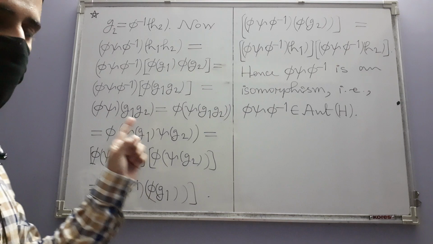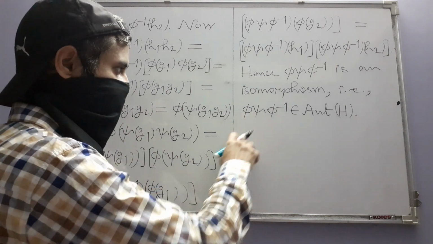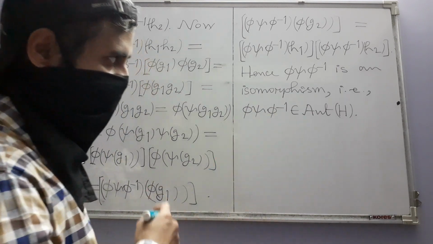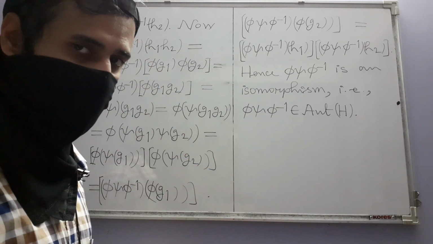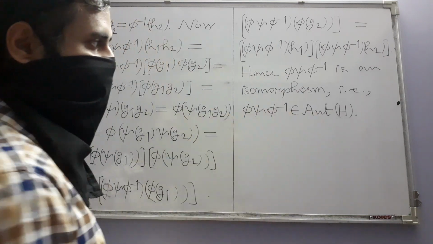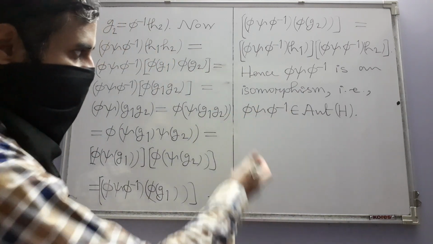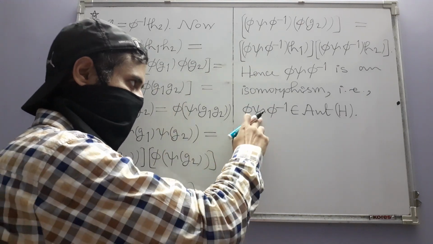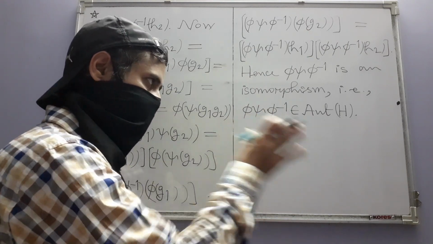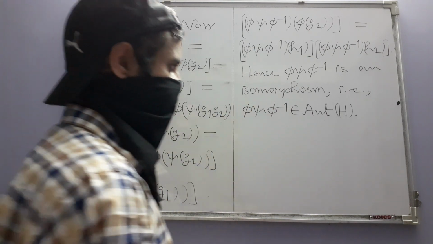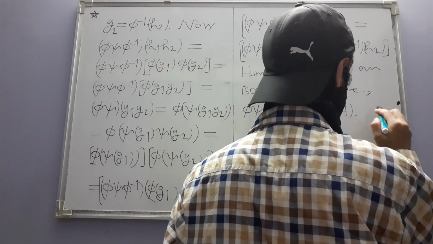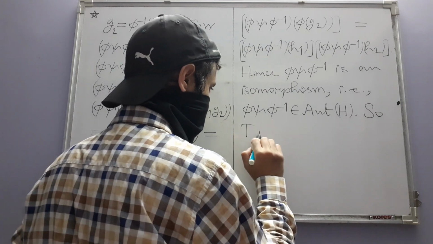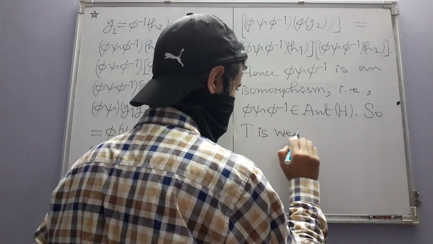So the function that we defined, which maps psi onto this thing, this object, actually maps an automorphism of G onto an automorphism of H. And from the definition, it's clear that for a given automorphism psi of G, this is a unique automorphism of H. So we can now just simply write this as conclusion. So T is well defined.